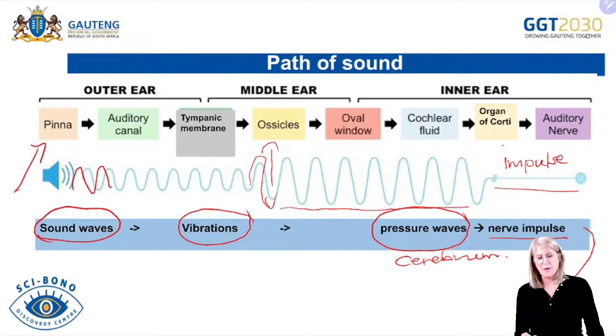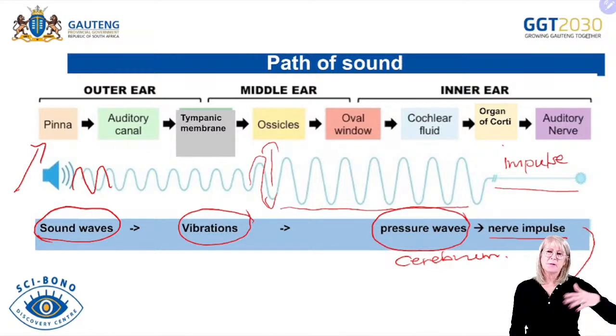Okay, so that part of the brain. We need to be specific. We can't just say it goes to the brain. When we answer this kind of question in paper 1, the markers will also look for the term cerebrum. So that's basically the path of sound, and that is how hearing happens. And then obviously in the brain, the impulse is analyzed, and then you are aware of what the sound is.